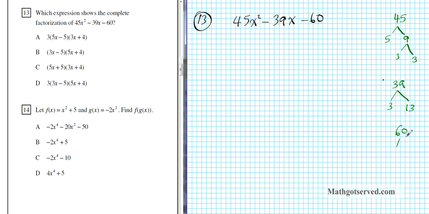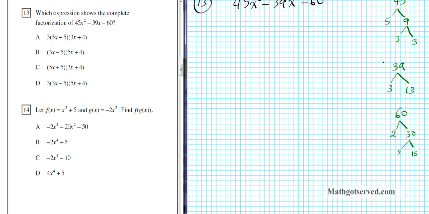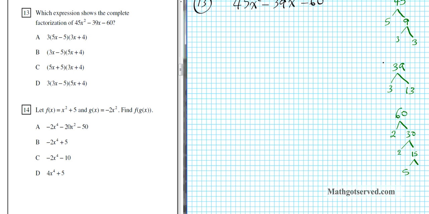For 60, that's even, so 2 goes into it. 2 goes into 60 thirty times. 2 goes into 30 fifteen times. And 5 goes into 15 three times. So there goes the decomposition of 60. Okay, let's put it in the expression. 45 is 5 times 3 times 3 times x squared, minus 39x, which is 3 times 13 times x, and then 60 is 2 times 2 times 5 times 3.